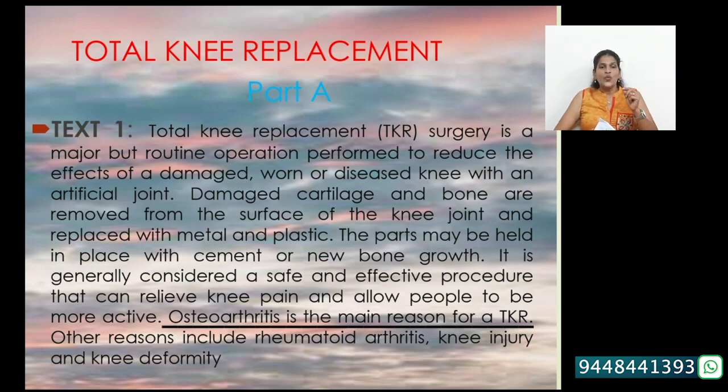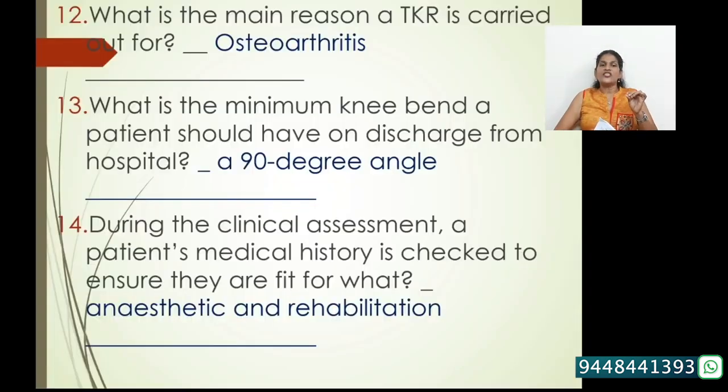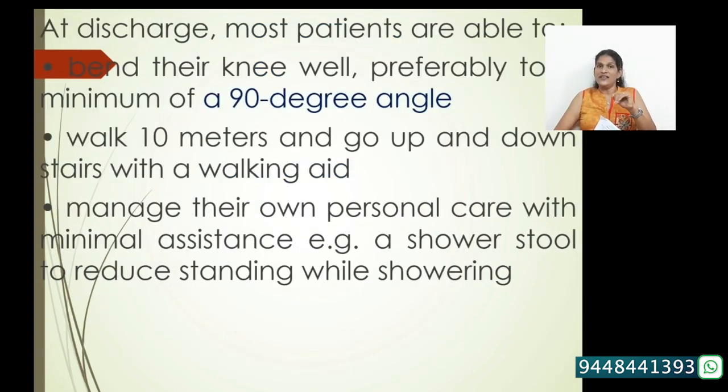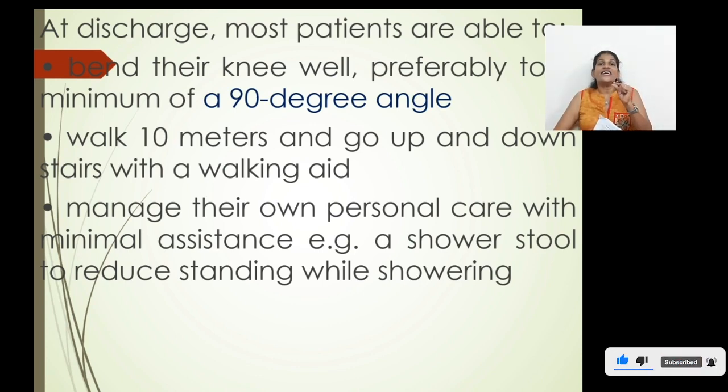For the next question, what is the minimum knee bend a patient should have on discharge from hospital? They ask for the minimum bend the patient needs, and only then will they be discharged. So where can we find it? We find it under discharge, because discharge is a keyword. There it is written, at discharge most patients are able to bend their knee well, preferably to a minimum of a 90-degree angle. You see, don't miss the article A. It's a must. So a 90-degree angle has to be written in your answer.